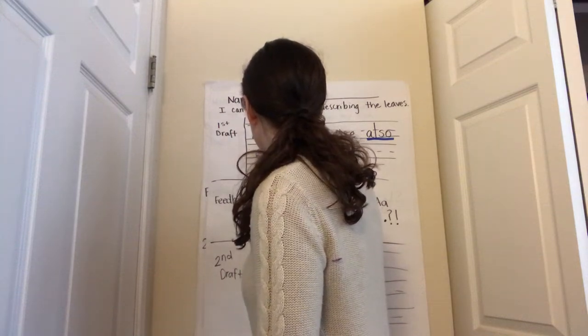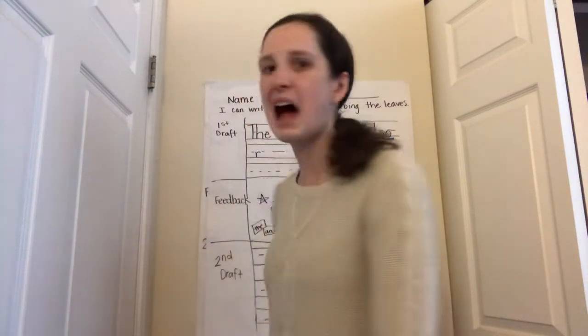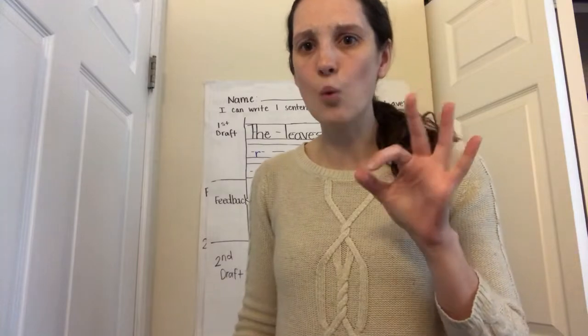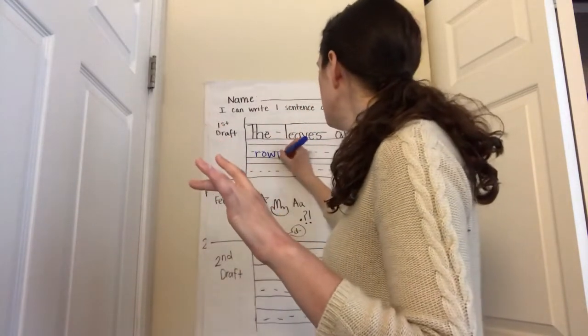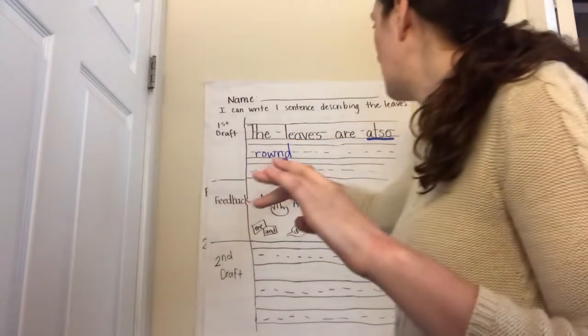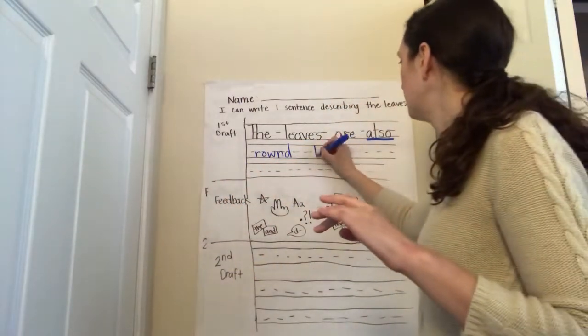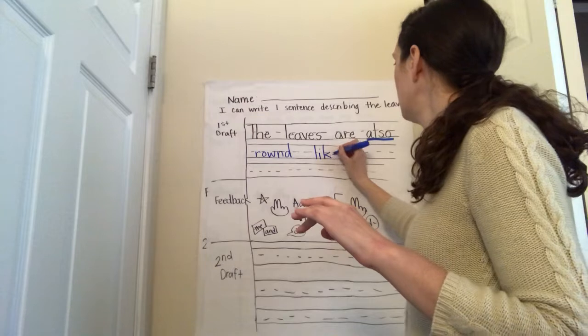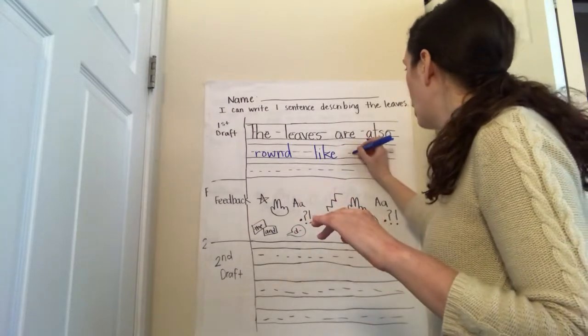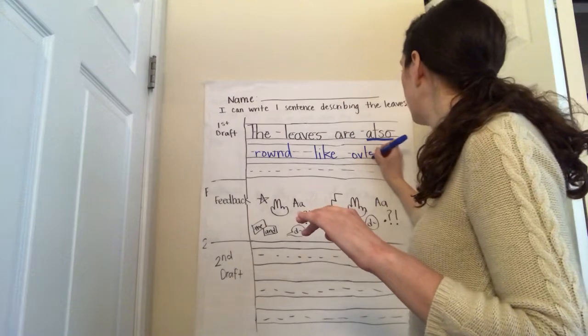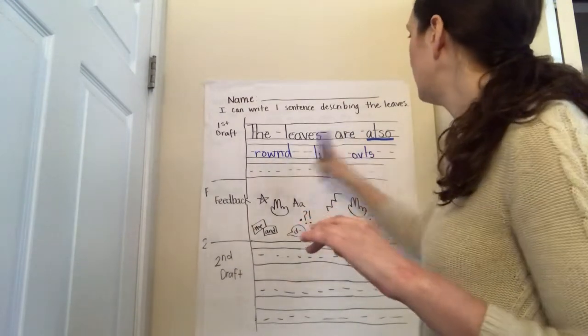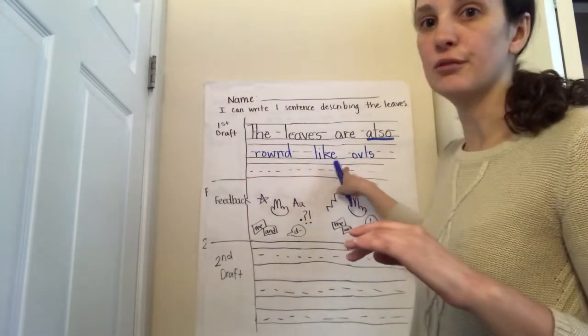Round. Row. Ow. Round. Round like, that's one of our sight words. Round like ovals. Ovals. The leaves are also round like ovals. Okay.